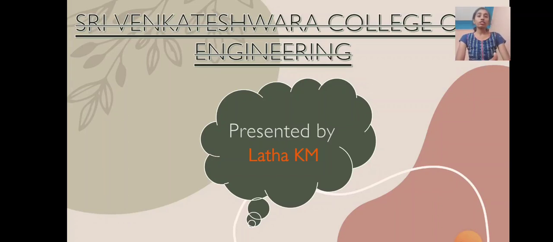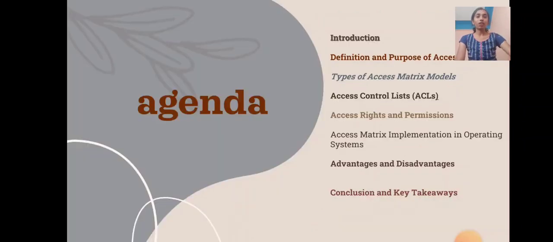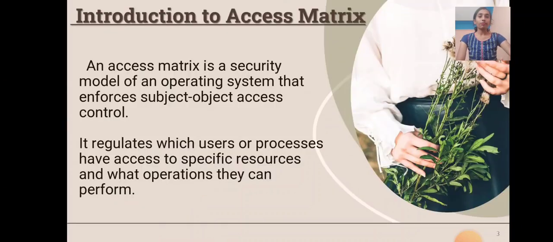Today I am here to discuss about access matrix in operating system. Let us see the agenda of this video. First, introduction, definition and purpose of access matrix, types of access matrix models and access control list, access rights and permissions, access matrix implementation in operating system, advantages and disadvantages, and conclusion and key takeaways. Let us see one by one.